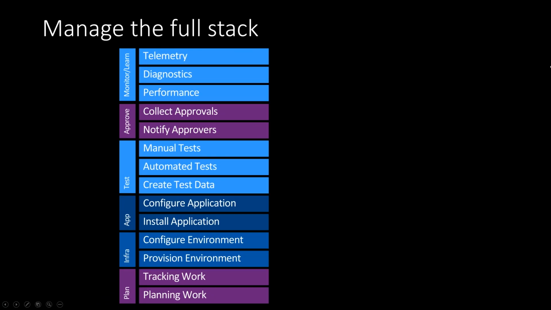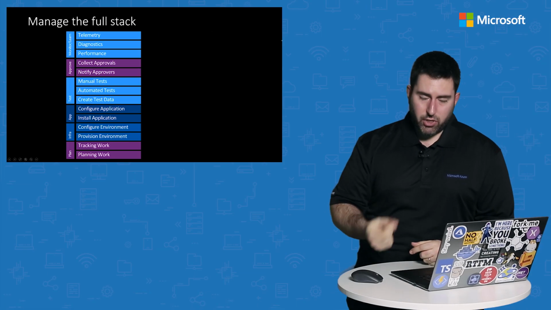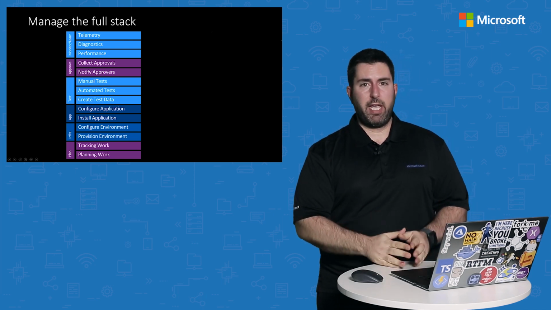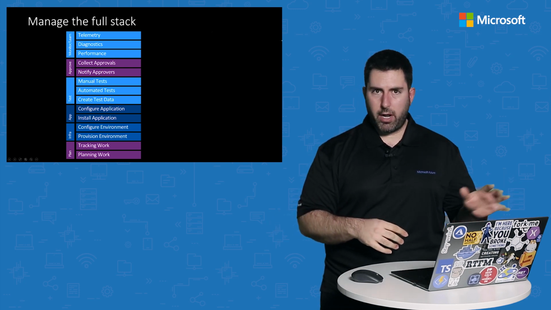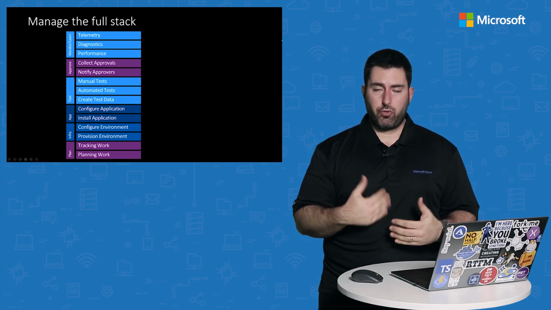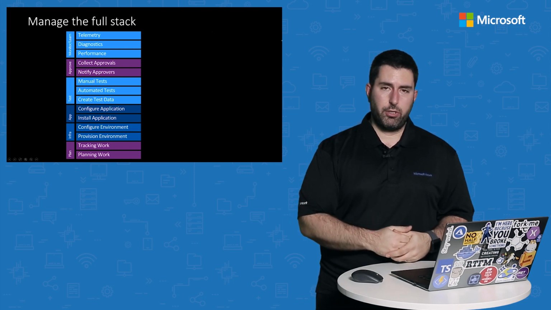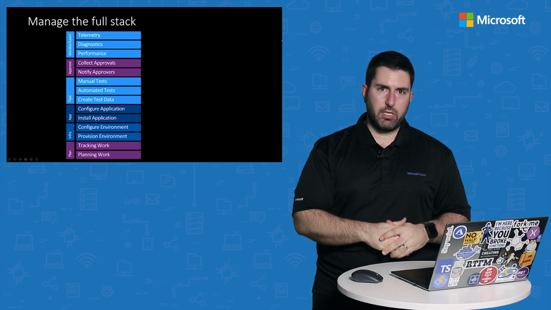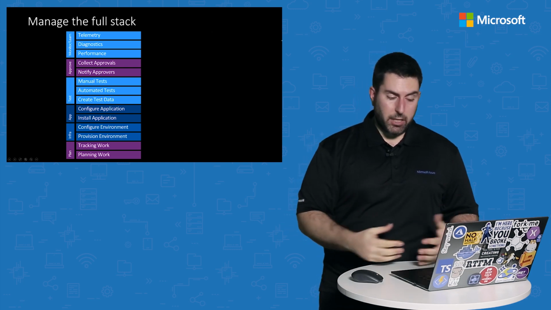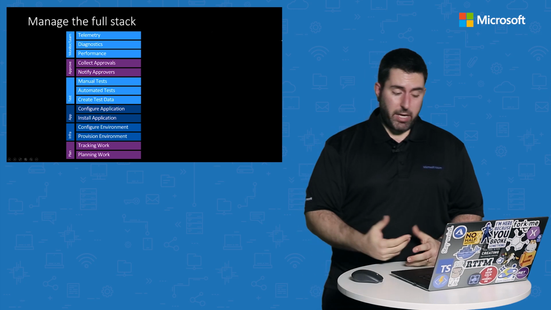So let's go through the full stack. If you want to have the full DevOps story, where should you start, and what do you need to have? Let's start with the planning part. First of all, you need to be able to plan the work that you have. Whether you're going to use Kanban or Scrum, you need the tools to track the work that your team is going to do, to assign it, and, depending on the methodology you're using, to manage all that work. You need to have the tools to be able to do that.